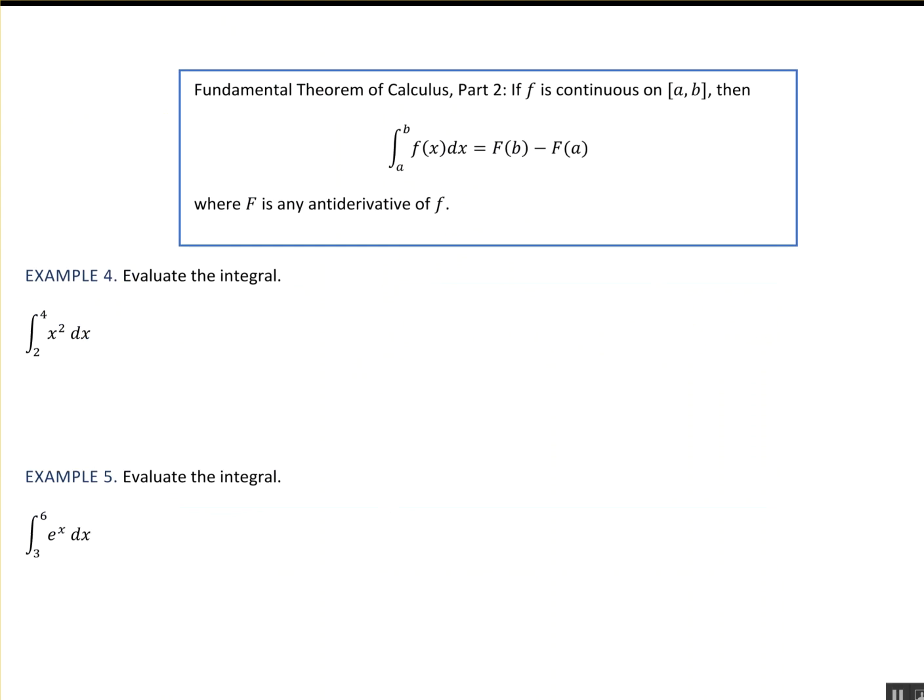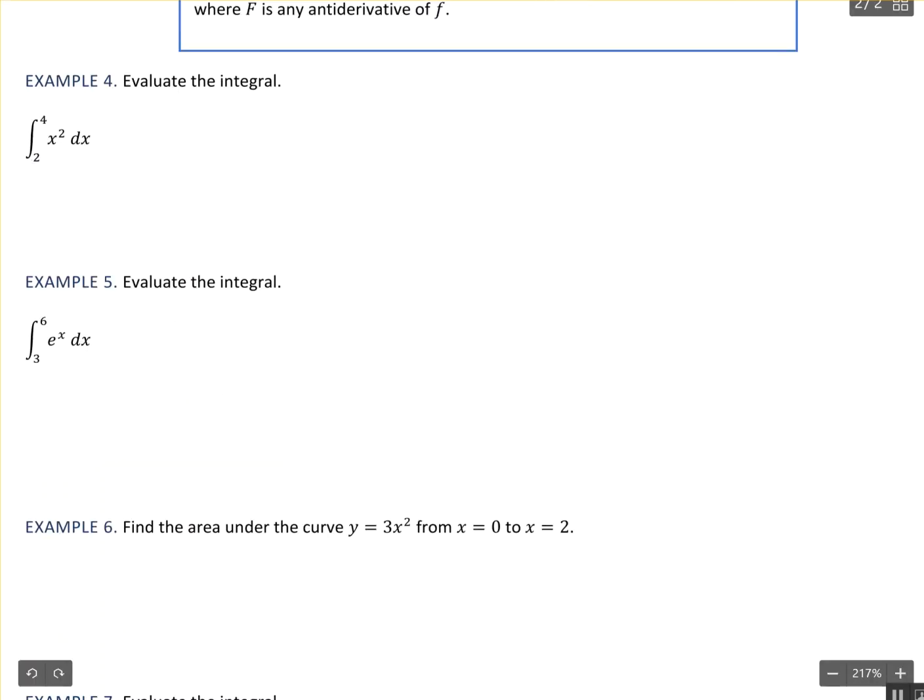The fundamental theorem of calculus part 2 basically says that to find the area under the curve, I can find the antiderivative, plug in the top number, plug in the bottom number, and subtract, and we've got our answer. So, example 4, evaluate the integral. We say the antiderivative of x squared is x cubed over 3. We write a line there to indicate that we've already found the integral, but we still need to plug in 2 and 4. So I'm going to plug in 4, plug in 2, and subtract. So 4 times 4 times 4 is 64 over 3, minus 8 over 3 gets me 56 thirds.